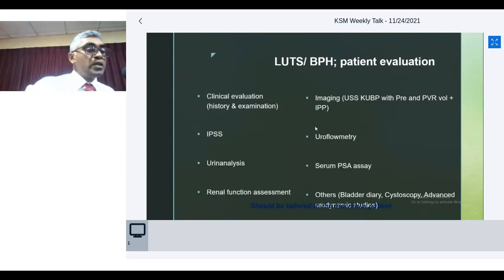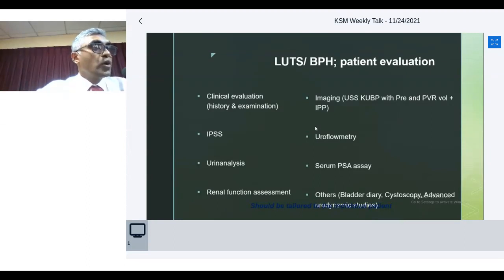The most important imaging study we can do is the ultrasound examination, which will tell you the size of the prostate, whether he has a large residual urine, whether he has bilateral hydronephrosis, or any other complicating things like bladder stones. Depending on the findings of the ultrasound examination, the management differs. Uroflowmetry is a simple urodynamic test, which will help us diagnose what sort of obstruction he has due to benign prostatic hyperplasia.